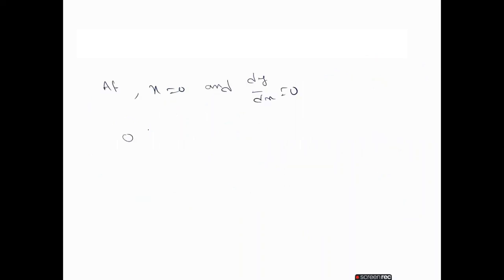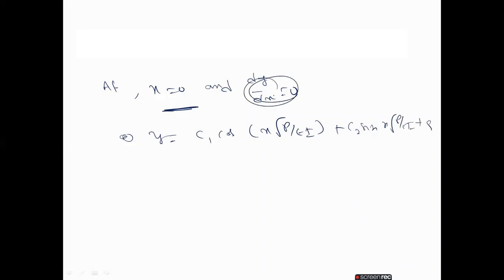So the equation is y = c1 cos(x√(P/EI)) + c2 sin(x√(P/EI)) + a. Then x equals 0 and y equals 0, where y is nothing but the deflection. Whenever the deflection is 0, dy/dx is also 0.